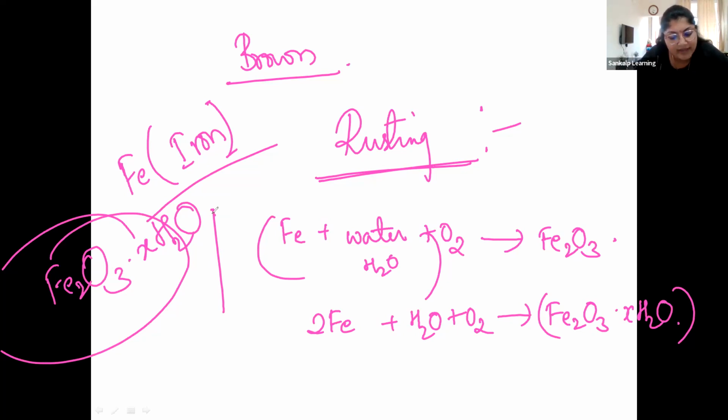Then next is oiling and greasing. If you oil and grease it regularly, it forms a protective coating on the surface of the iron object and prevents it from contacting air or moisture.